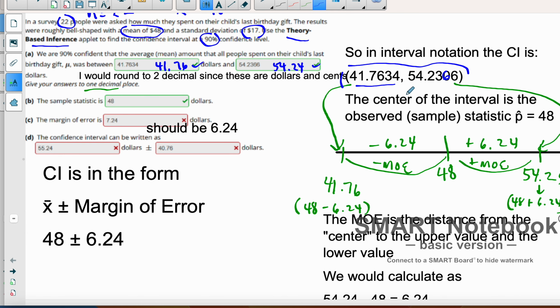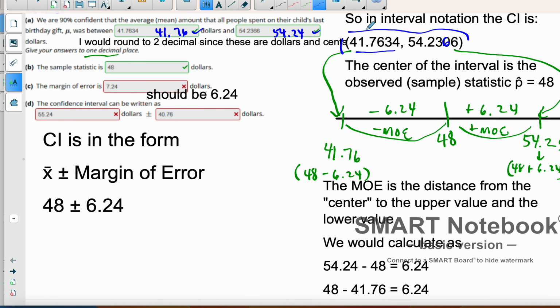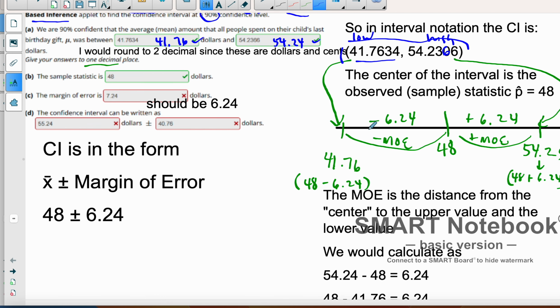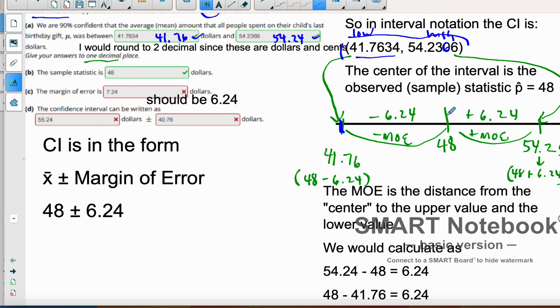All right. So what does that really mean? If we have an interval and this is the low end and this is the high end, the way this works is that the center of that interval is always equal to your sample statistic, 48. So the low end is 41.76, the upper end is 54.24, and the center is $48.